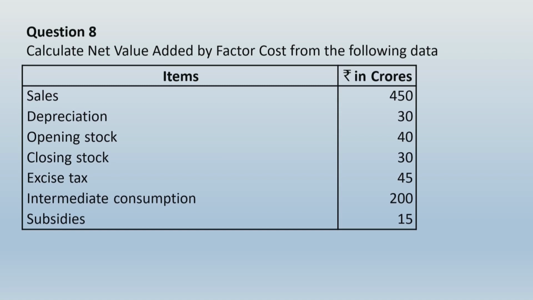They have given sales, depreciation, opening stock, closing stock, excise tax. Let me tell you what is excise tax. Excise is just yet another form of indirect tax. Nowadays it is GST, but earlier it was excise tax. So excise tax is nothing but just an indirect tax component. Then we have intermediate consumption and subsidies. So you have to try it out. I'll give you same 3 minutes time to try out the calculation, and your time starts now.